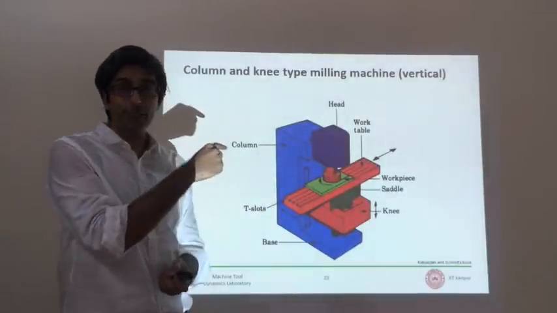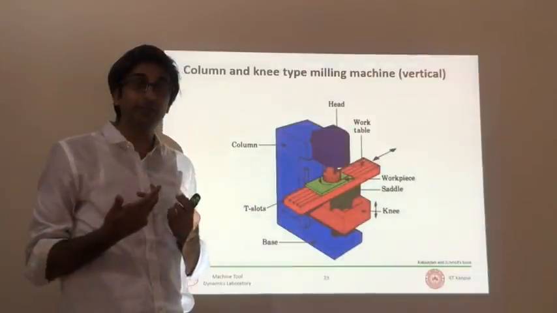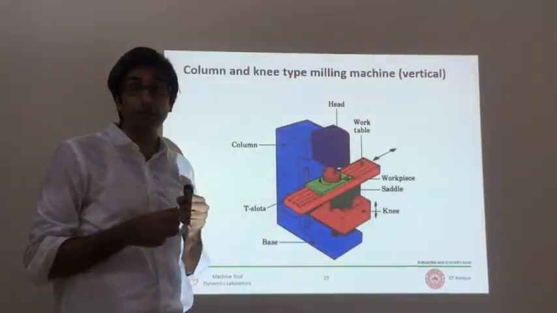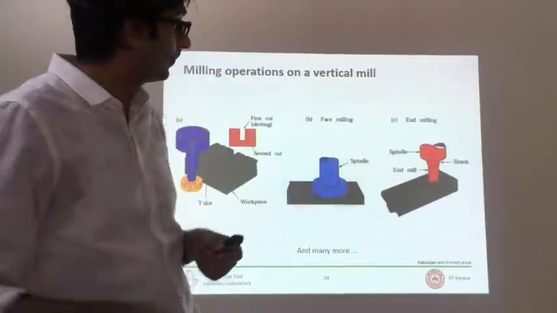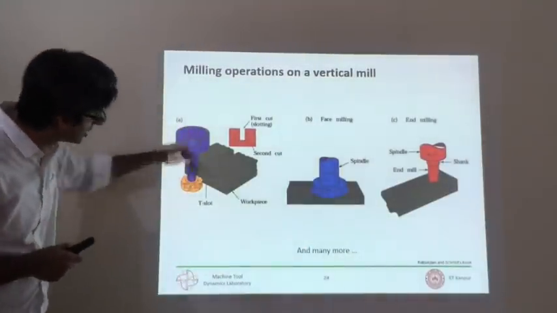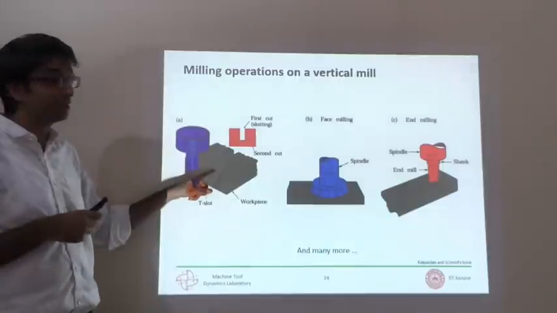The kind of operations possible on this machine are naturally different because the spindle is in a vertical configuration. So what you can do is make slots. This is called a T-nut or a T-cutter.